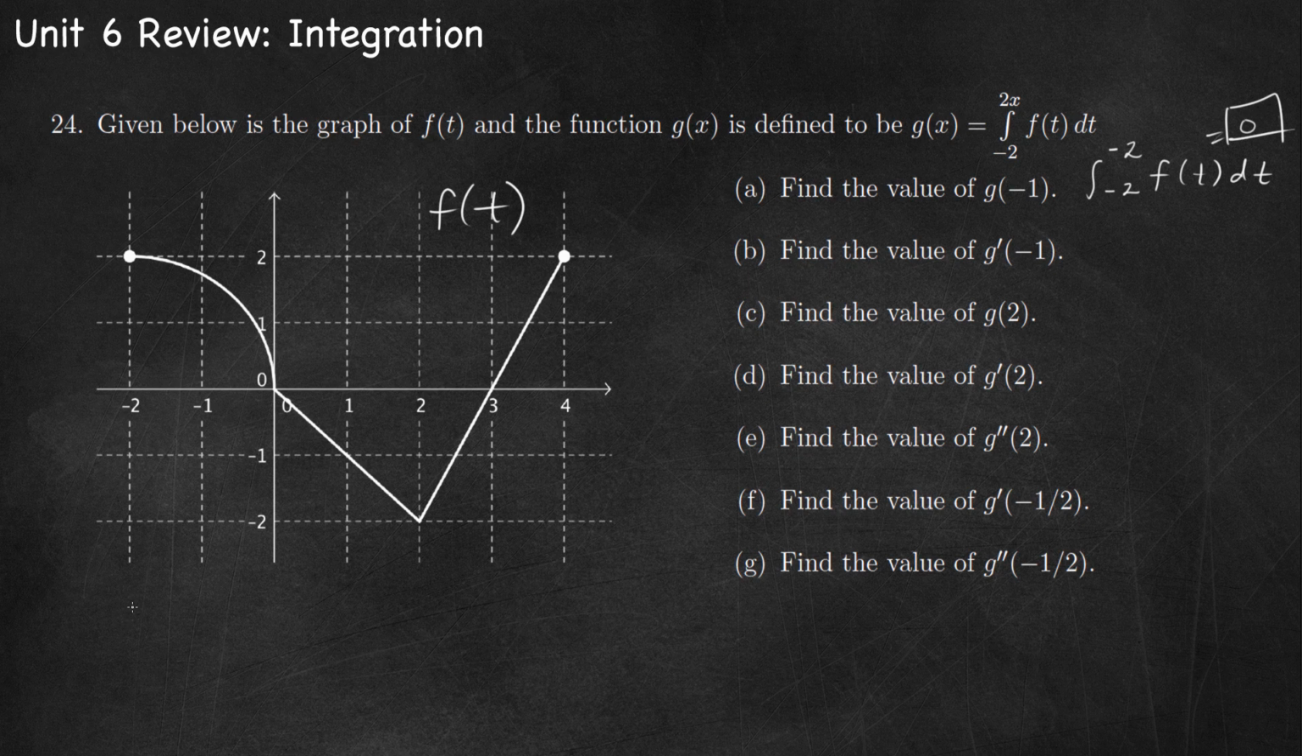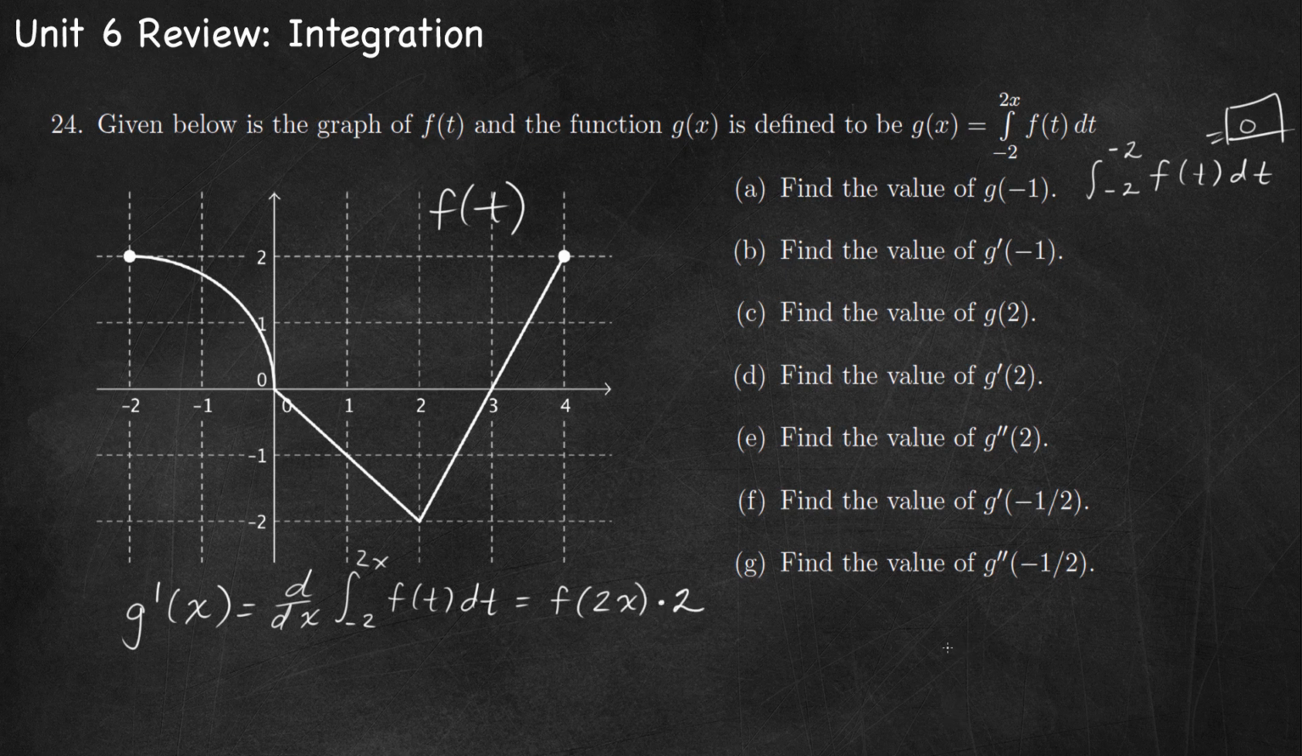So for that, let's figure out what is g prime of x. I'm going to write that down here. G prime of x is the derivative with respect to x of the integral from negative 2 to 2x of f of t dt. And that is just f of 2x times 2.